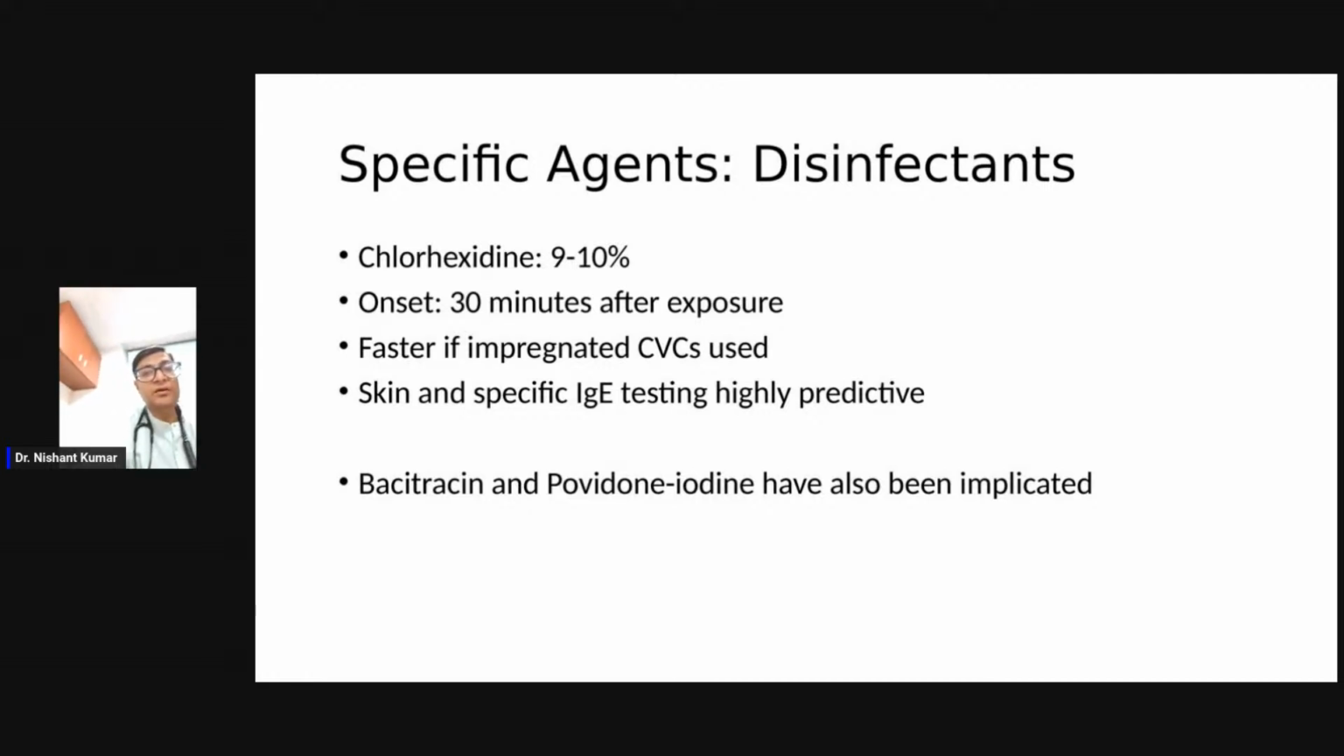So disinfectant, chlorhexidine up to 10%, onset is around 30 minutes after exposure, and it is faster if impregnated central venous catheters are used. And skin and specific IgE testing is highly predictive. Bacitracin and povidone iodine have also been implicated. In fact, we have quite often seen allergic reactions to povidone iodine, not anaphylaxis, but yes, cutaneous manifestations with slight tachypnea, which responded to immediate scraping off and administration of steroid and inhaled beta 2 agonist. Next, please.